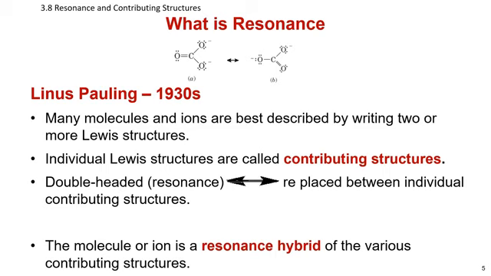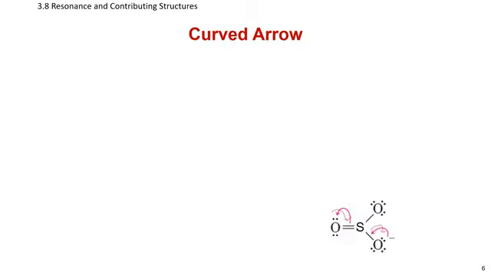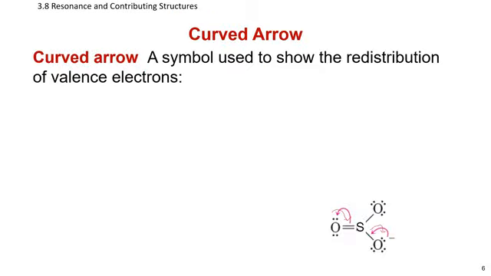The individual structures we write for molecules are called contributing structures. A double-headed arrow is shown for resonance. The real carbonate ion structure, bonding, is in between these. There are three of them, three resonance structures. The double-sided arrow here indicates resonance, the distribution of a double bond around the molecule.